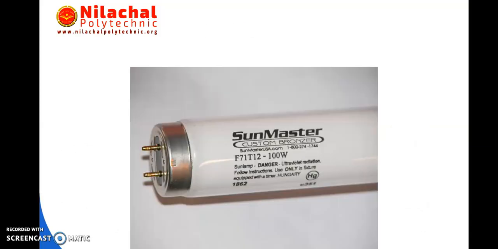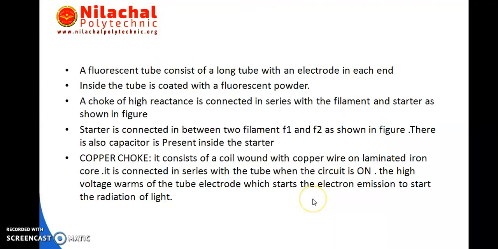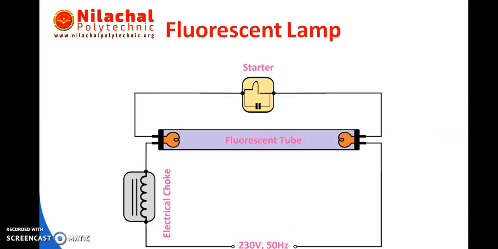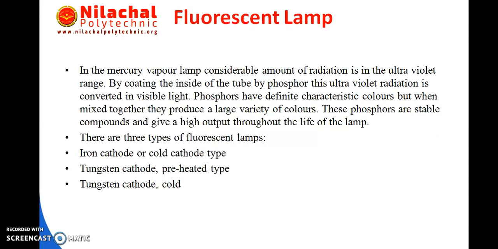So you can know about this fluorescent tube in pictorial representation. And what is this fluorescent lamp actually? So that means we can say this is the fluorescent lamp. Okay, in a mercury vapor lamp, the amount of radiation is in the ultraviolet range. By coating the inside of the tube with phosphorus, this ultraviolet radiation is converted into visible light. That's why we put the phosphorus coating here.